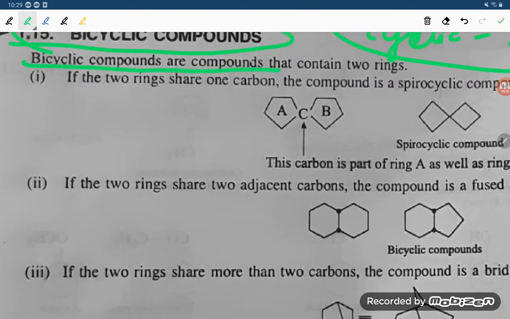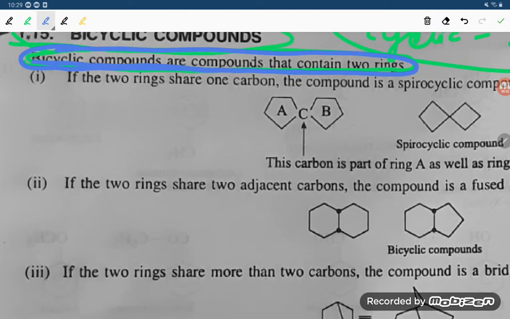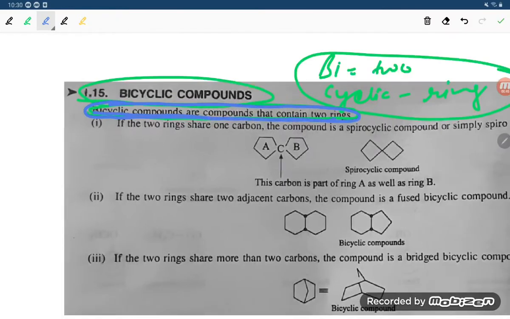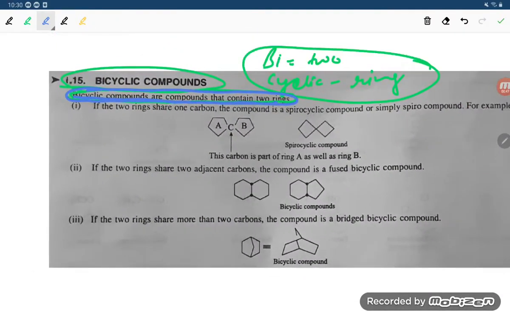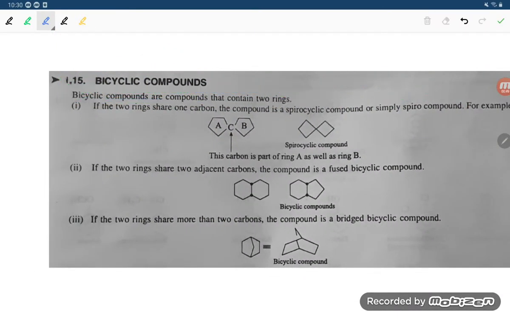Bicyclic compounds are compounds that contain two rings. Any compound which is having two rings, that is what is known as a bicyclic compound. Now, students, there are three cases for this bicyclic compound.